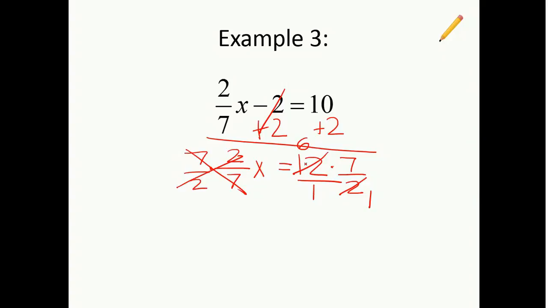by 2 is 1. I'm going to get x on this side, because this cancels out to 1. Multiply across. 6 times 7 is 42, and then 1 times 1 is just 1, so I can leave it as just 42. So x equals 42. Not too hard, right? You guys have seen this before.